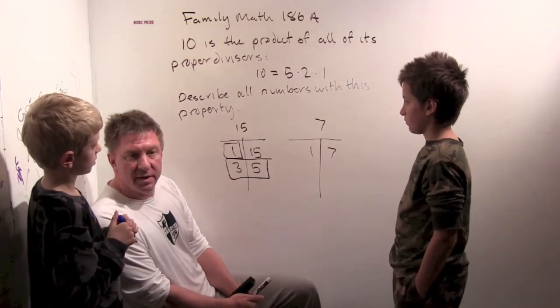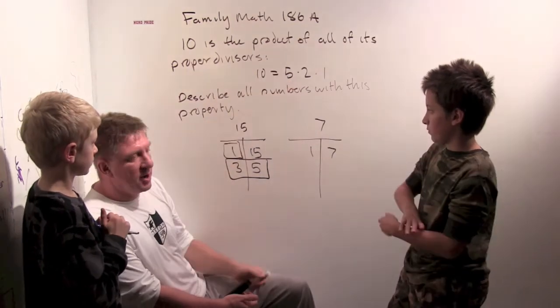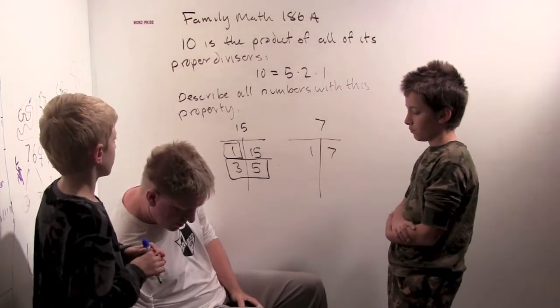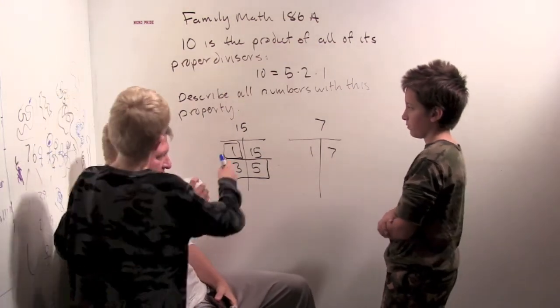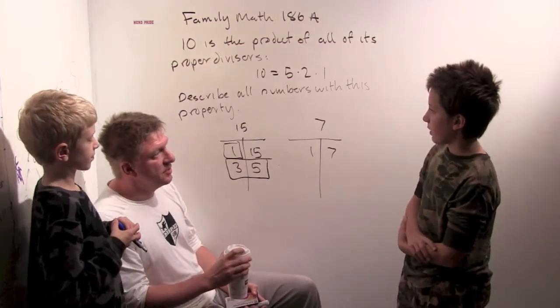Very good investigating, guys. So this problem, describe all the numbers that have this property, boils down to what are we trying to find? We're trying to find all of the numbers with exactly 2 rows of divisors. Very good. Do you understand that?